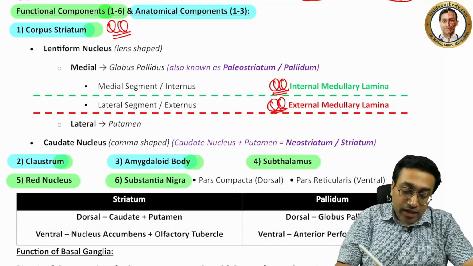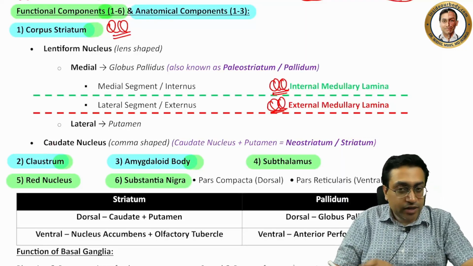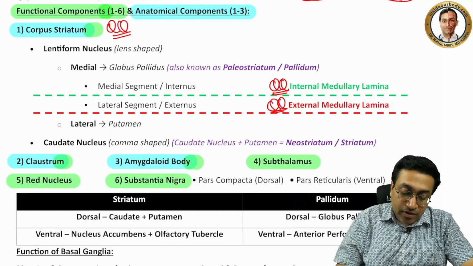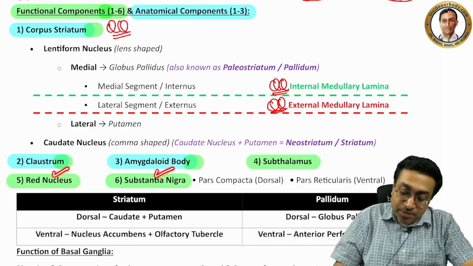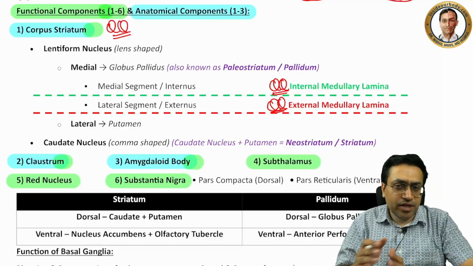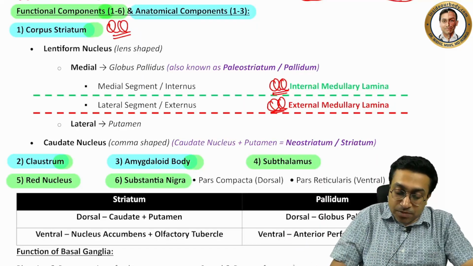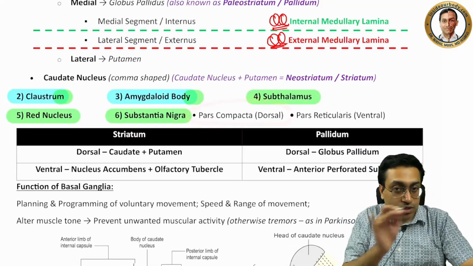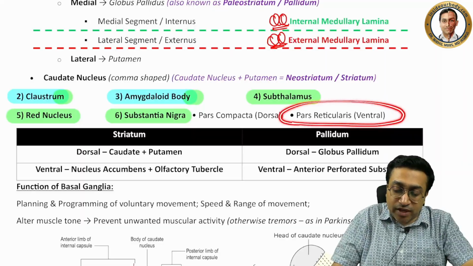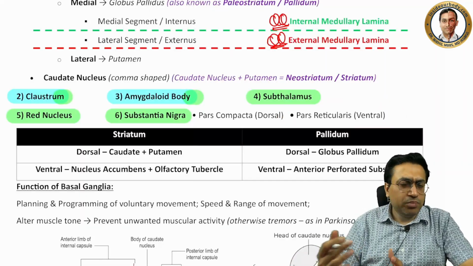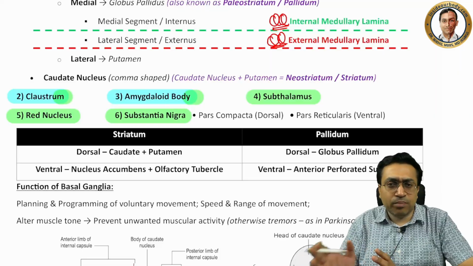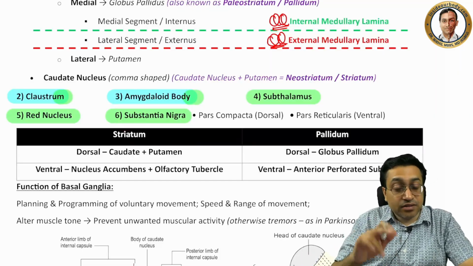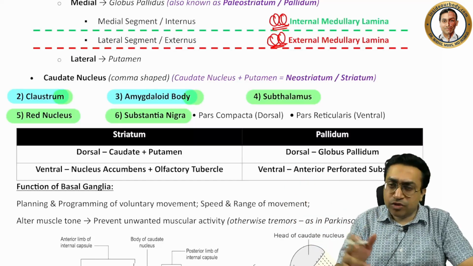Okay, then other parts like claustrum, again gray matter only, amygdaloid body, that is a part of limbic system, we will understand eventually. Then red nucleus, substantia nigra, subthalamus. You will be hearing these words again and again. Now substantia nigra itself has two parts. One is the pars compacta, which is the dorsal part, and pars reticularis, which is the ventral part. Okay, so you may or may not recall the reticularis and compacta specifically, but just remember substantia nigra. Okay, and this is related to Parkinsonism, the dopamine, which you have studied in physiology.